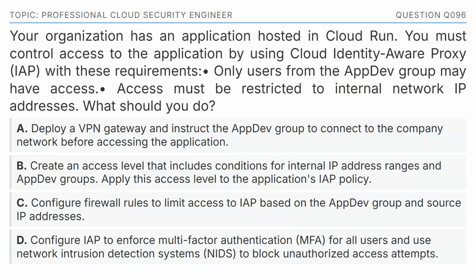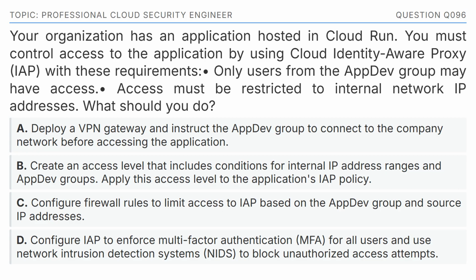Your organization has an application hosted in Cloud Run. You must control access to the application by using Cloud Identity-Aware Proxy, IAP. With these requirements, only users from the AppDev group may have access. Access must be restricted to internal network IP addresses. What should you do? The options are: Option A, deploy a VPN gateway and instruct the AppDev group to connect to the company network before accessing the application.